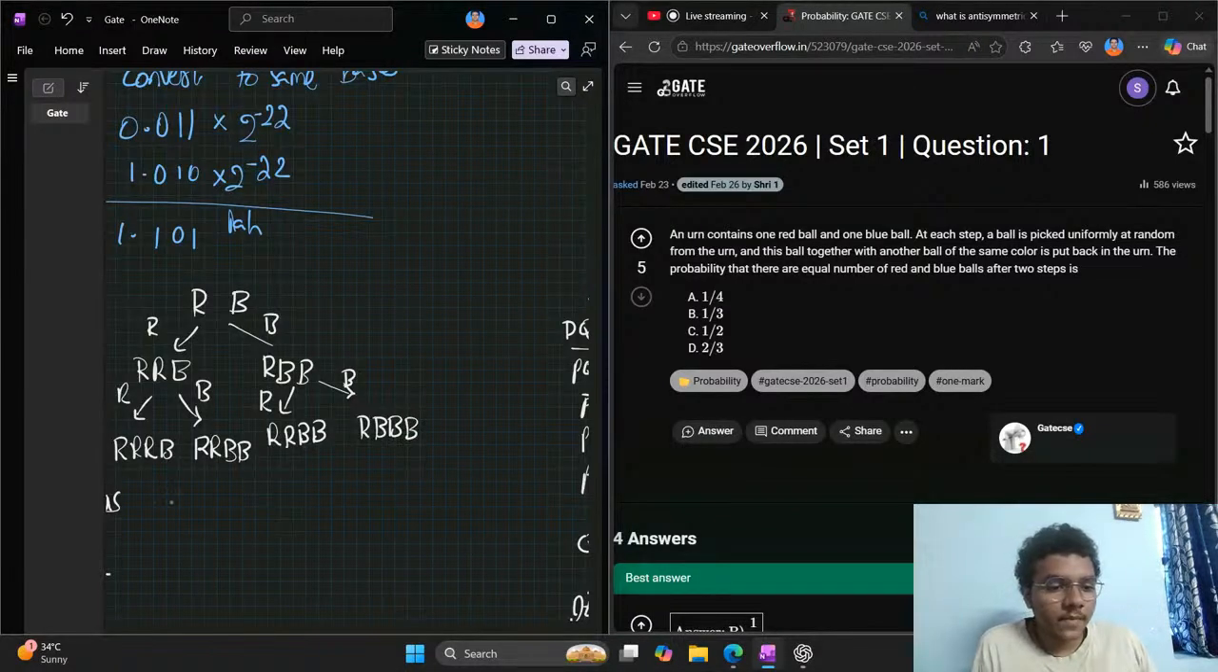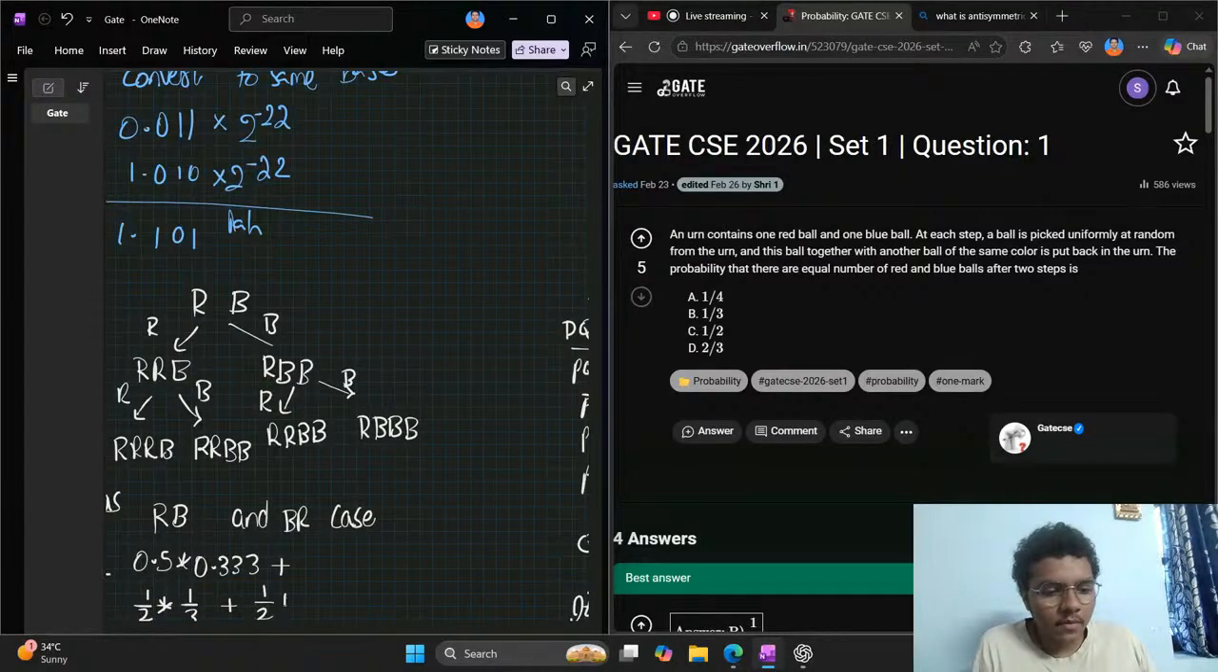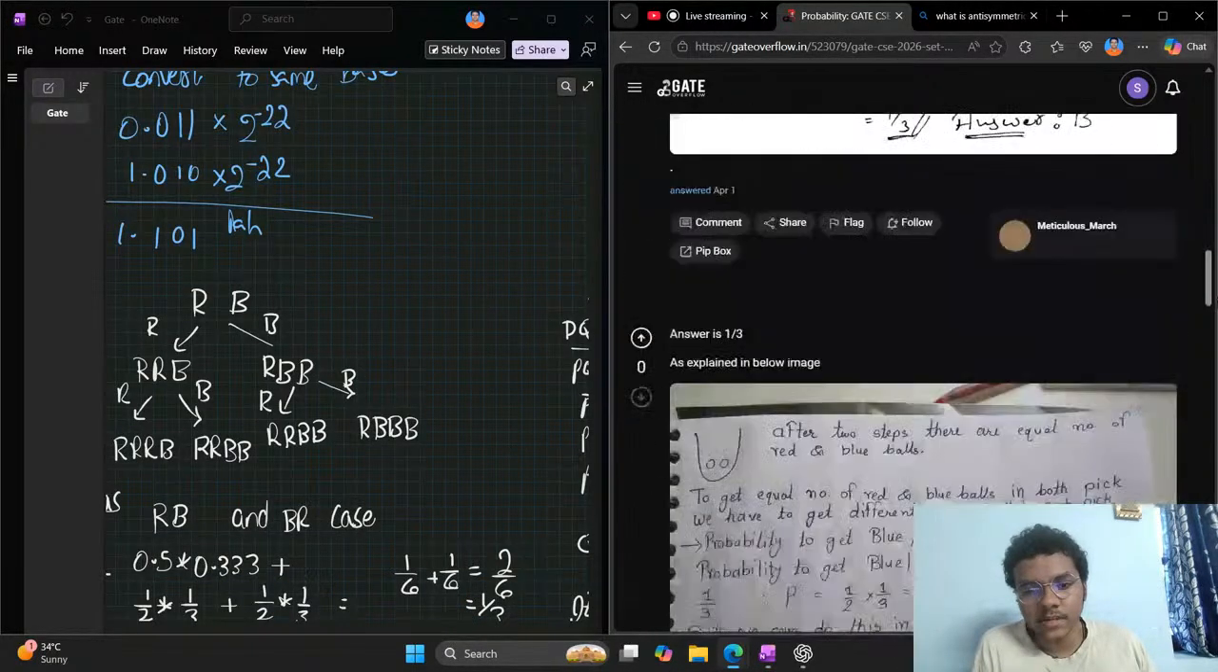So RB and BR case, right? Here it is 0.5 times here, like 1 out of 3, that is 0.333, or maybe 1 by 2 times 1 by 3 plus again 1 by 2 times 1 by 3, that is 1 by 6 plus 1 by 6, that is 2 by 6, that is 1 by 3. Please God, make this true. B should be your answer.